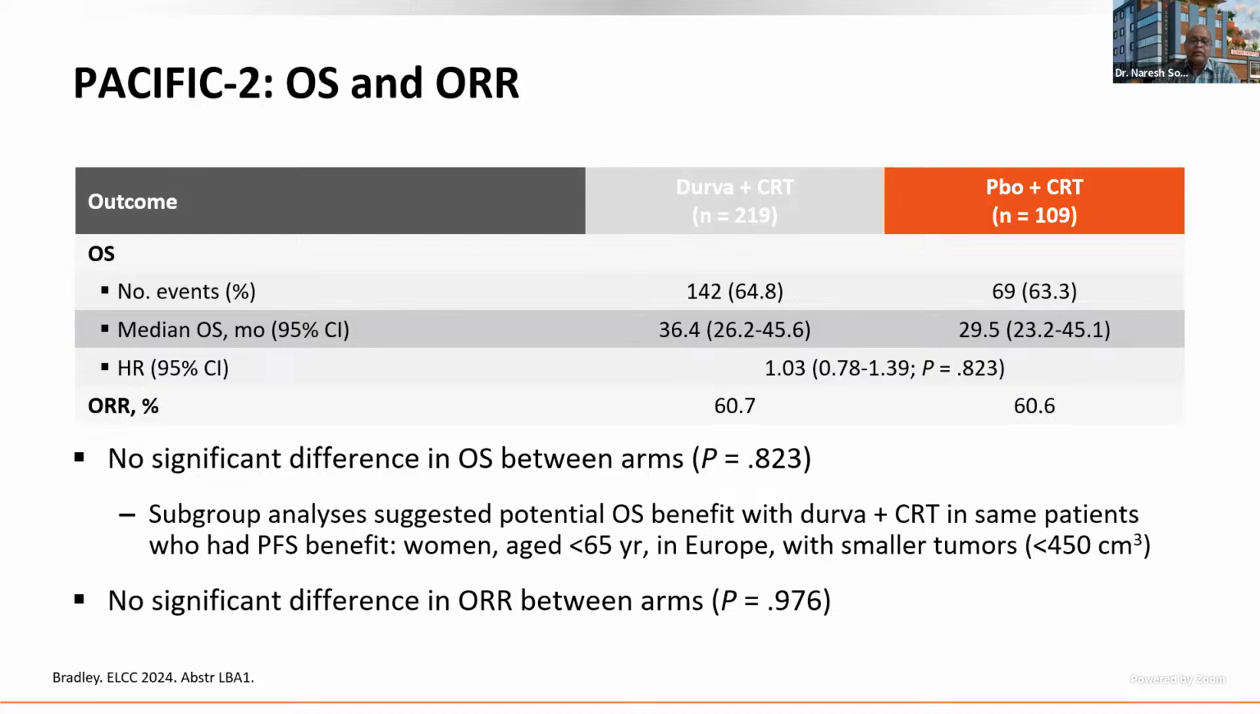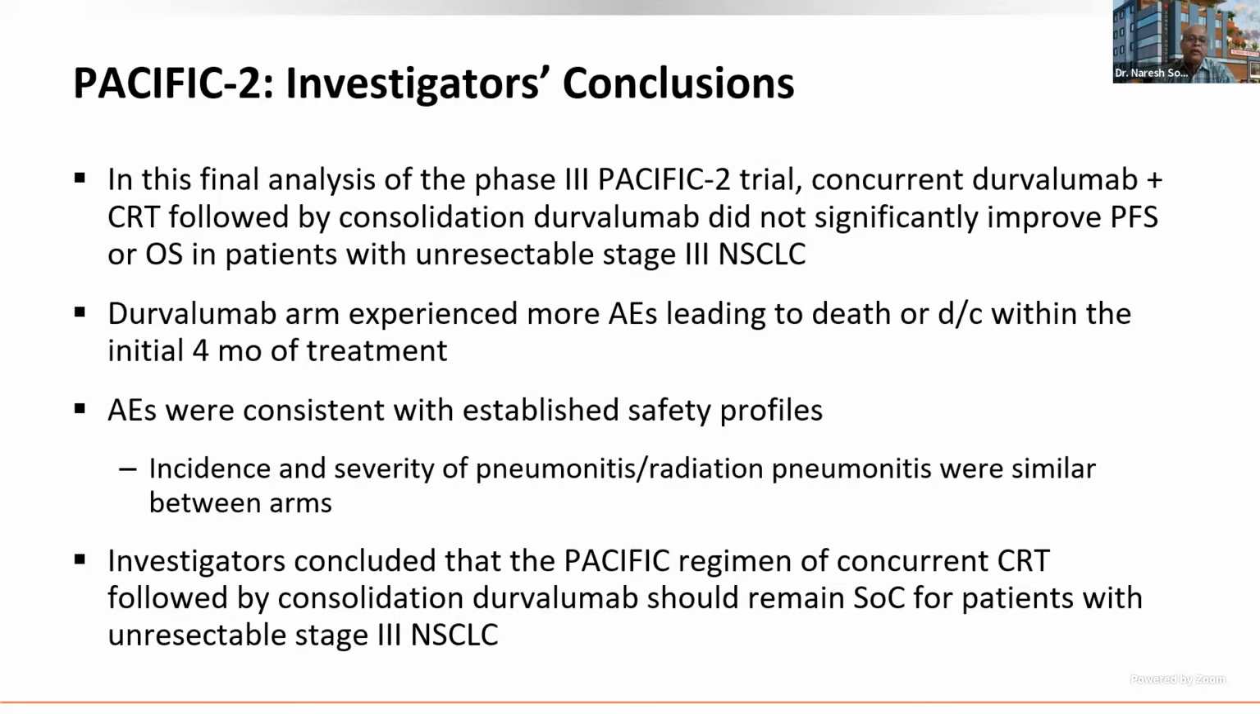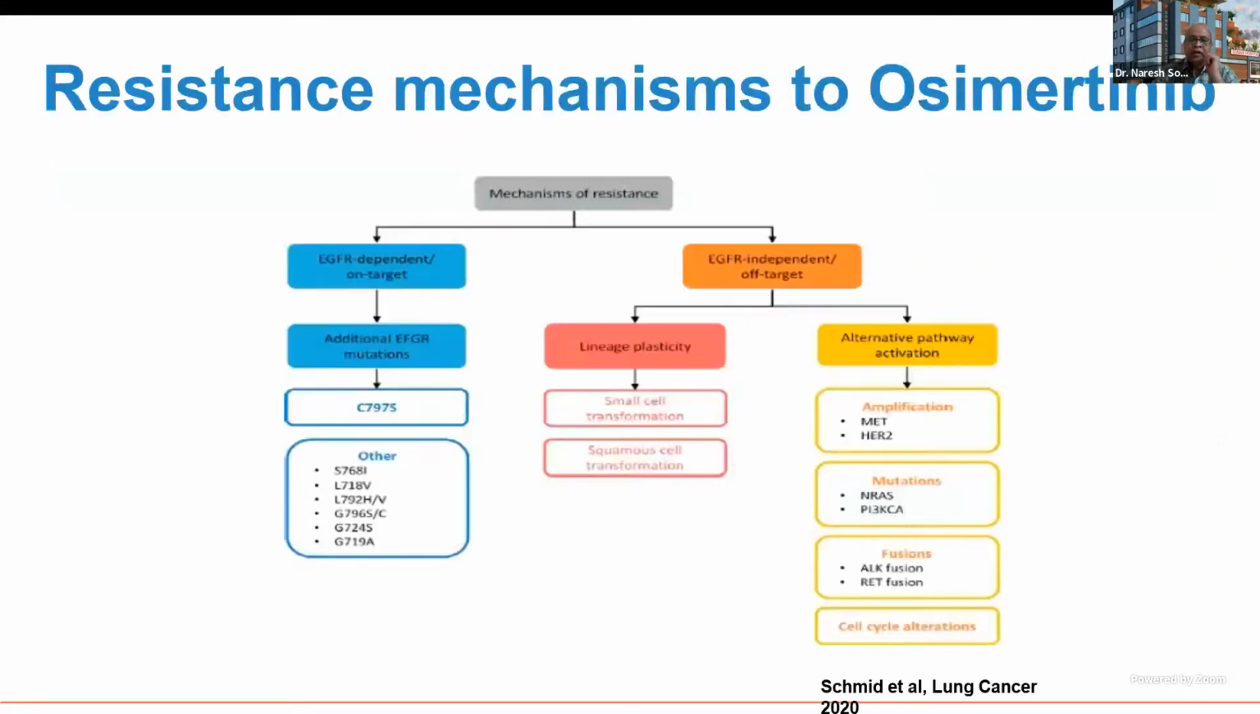So presently it is not considered important, and we go back to PACIFIC only. The investigators' conclusion was that the specific regimen of concurrent chemoRT followed by durvalumab should remain the standard of care as of today. Another thing talked about in detail was the mechanism of resistance to osimertinib in the first line, because now it's almost standard of care to give osimertinib to EGFR-positive patients, those who can actually afford it.